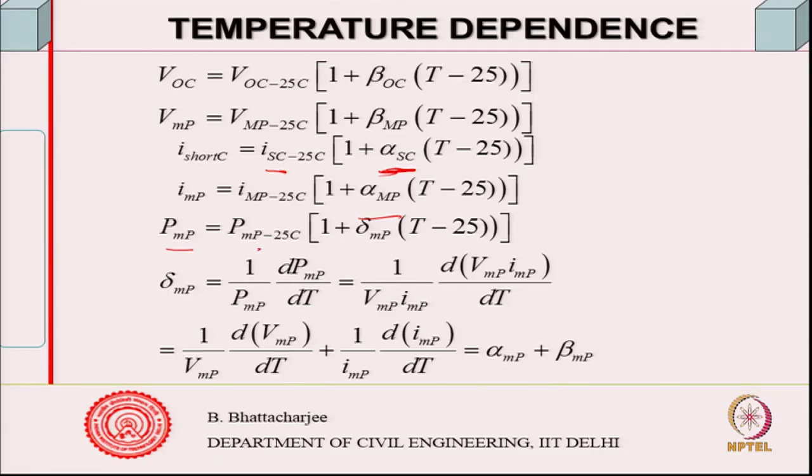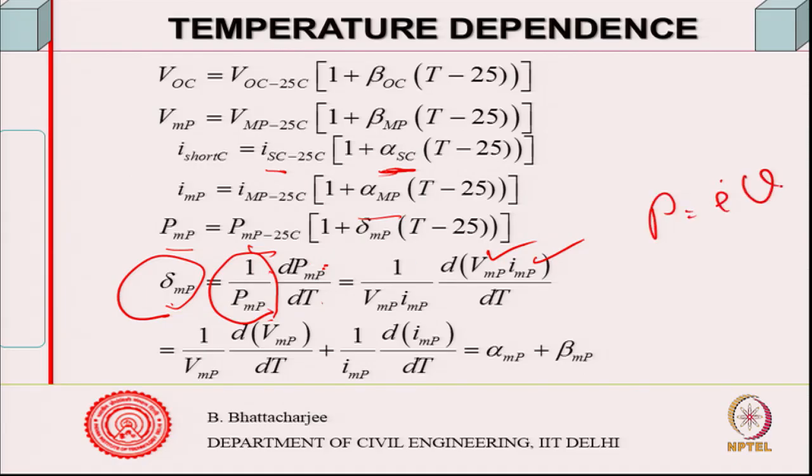Now, P MP can therefore be expressed in a similar manner. So, delta MP will be, for the maximum power situation, 1 by P MP times dP MP dt, and power is nothing but I into V, so P can be written as V MP times I MP. So, this can be written as a sum of two terms, because of the partial derivative. Let me find this derivative of V MP I MP.